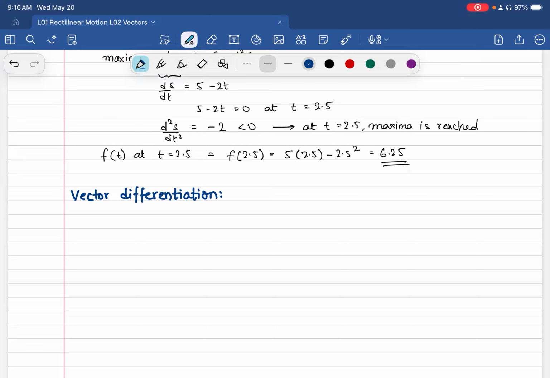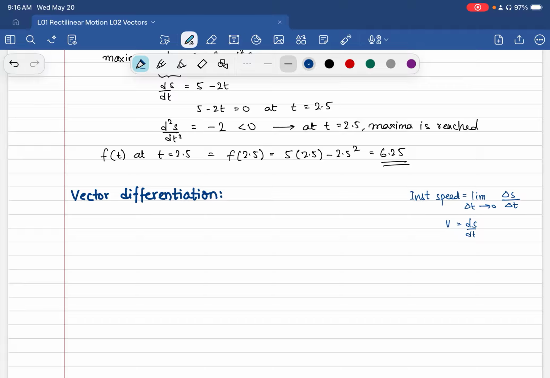What was our definition for instantaneous speed? Let's just write that down over here. We'll use that as a reference. This was the limit as delta t goes to zero of delta s over delta t. Right, that was v, which is ds/dt, equal to the above. Let's now look at the same idea but applied to vectors.